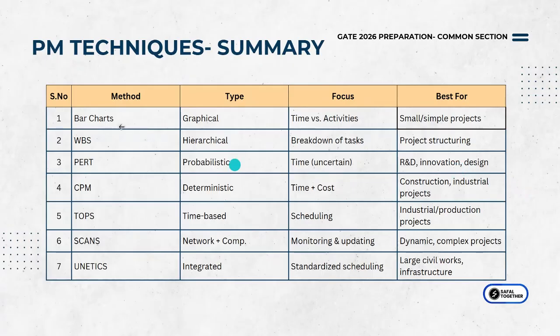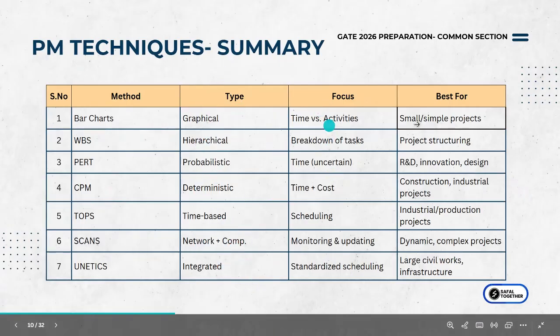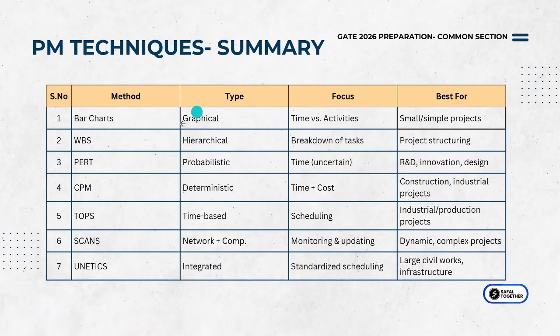This is the summary where we're looking at all these methods that I just spoke about and what kind of technique each is, what it focuses on, and what it is best for. Okay, it's like a quick summary. So bar charts are graphical and time versus activity. We saw the chart. We have x-axis, y-axis. It's better for small and simple projects or overviews of bigger projects. So basically the step one.